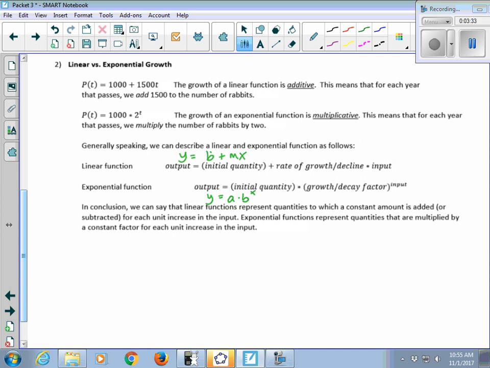In conclusion, we say linear functions represent quantities to which a constant amount is added or subtracted for each unit increase in the input, whereas exponential functions represent quantities that are multiplied by a constant factor for each unit increase in the input.